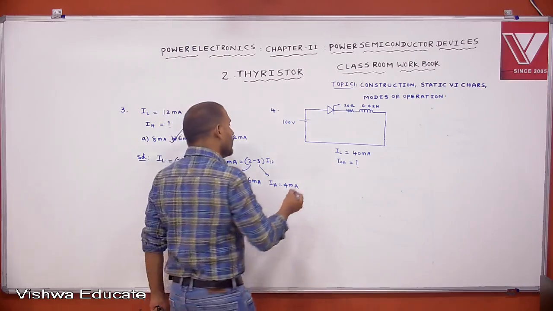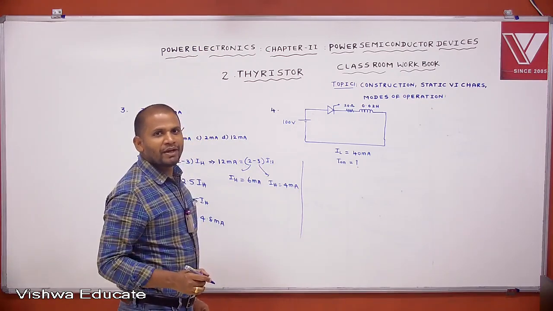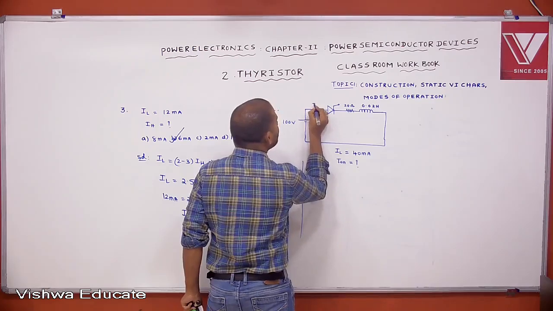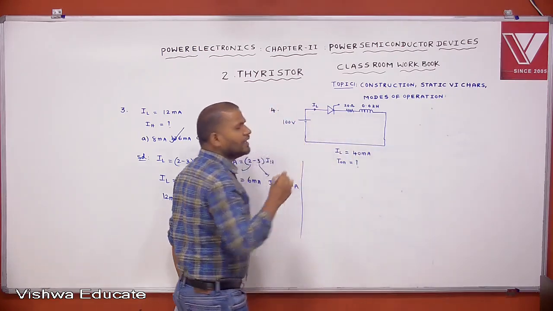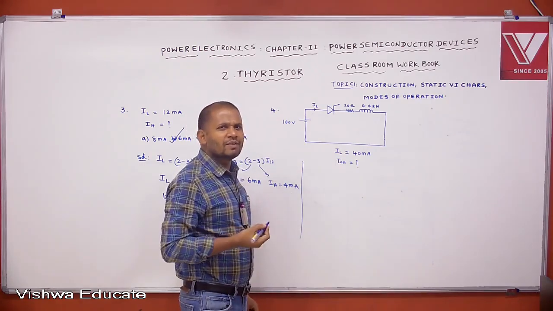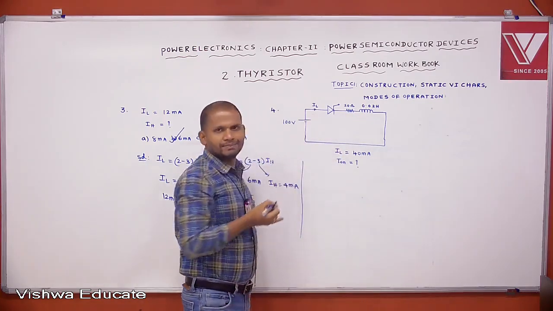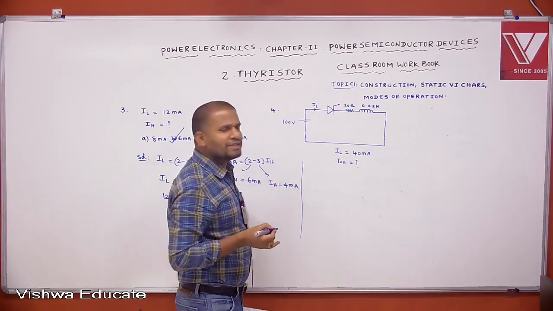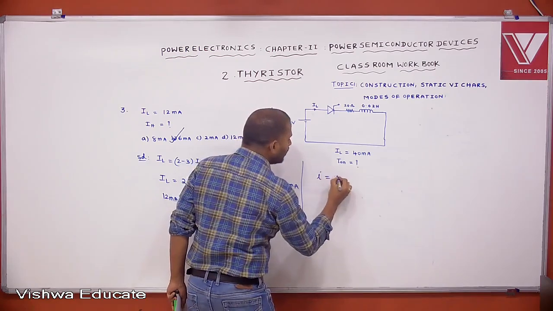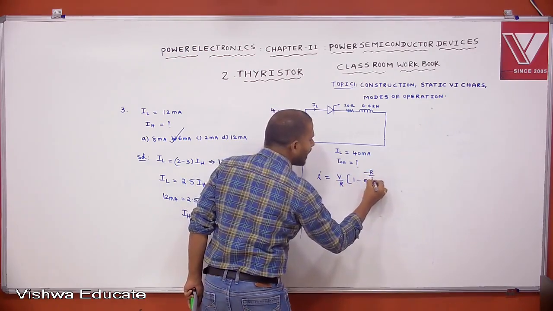Clear? Now tell me. You want to find the time corresponding to latching current. First, I want to write the expression for current in the circuit. But there is no need to derive the equation again, no need to apply KVL. This is the fundamental concept: an RL circuit excited with a DC supply. What is the fundamental formula? I equal to V by R into 1 minus e power minus R by L into t.